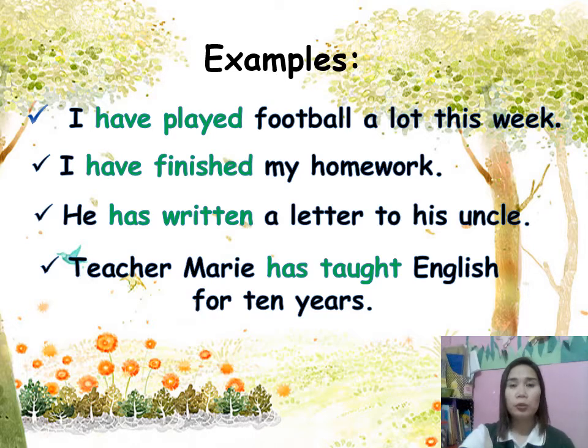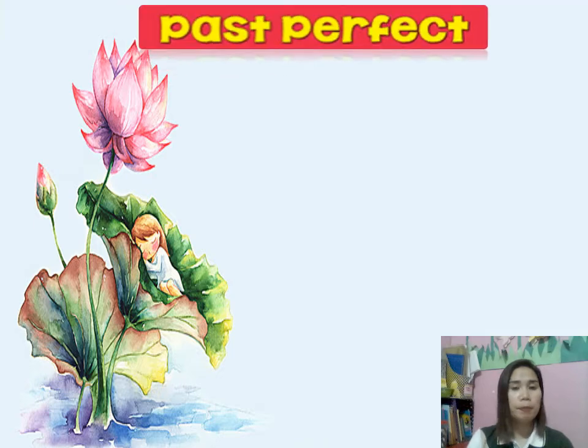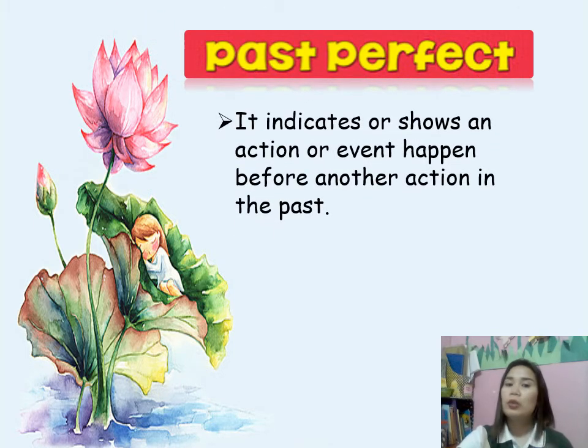Now let's go to the past perfect tense of the verb. It indicates or shows an action or event that happened before another action in the past. It describes a completed activity in the past and is used to emphasize that an action was completed before another action took place. That is past perfect tense of the verb.